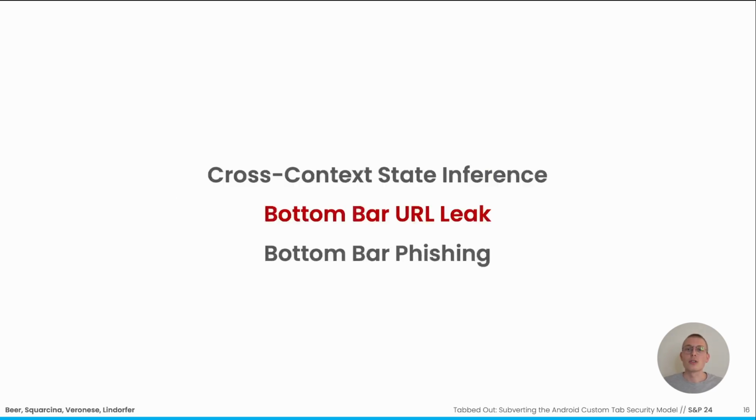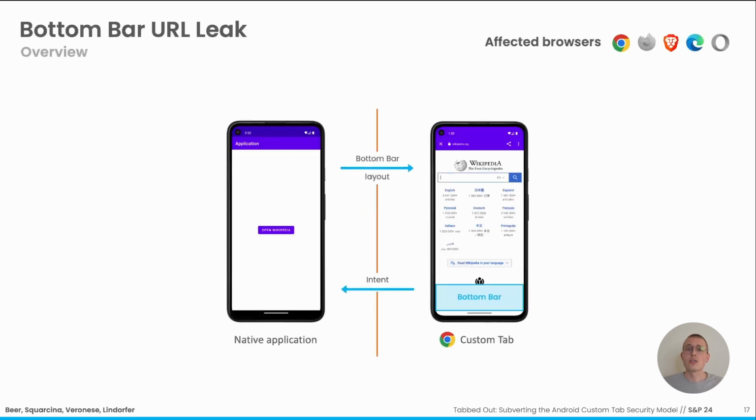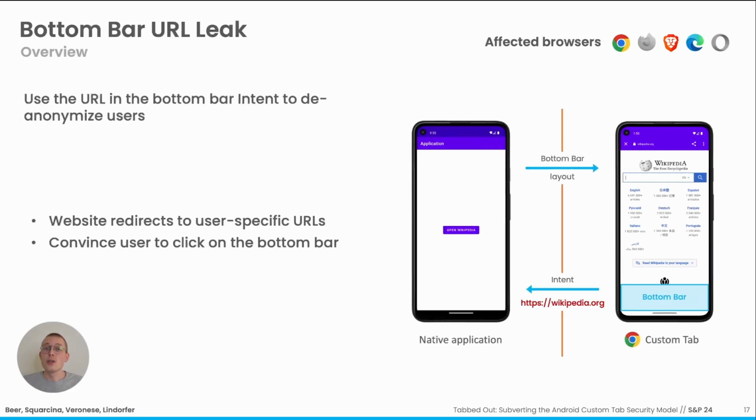The next attack that I want to talk about is an attack that we call bottom bar URL leak. I already told you about this fully customizable part of a custom tab, and also this intent that is sent whenever the user clicks on the bottom bar. The interesting thing about this bottom bar is that it contains the URL of the website that is currently opened in a custom tab. And this fact can be abused for a cross-context leak, since a URL can contain user-dependent information that can be used to de-anonymize a user.